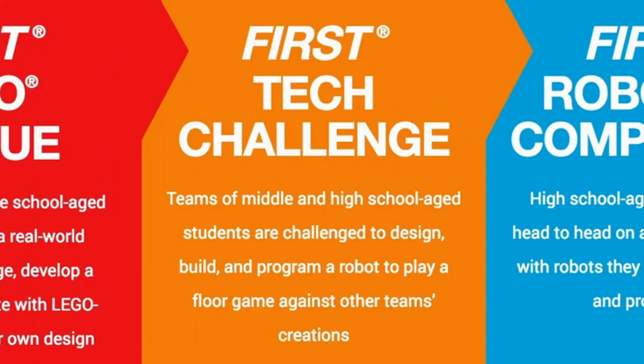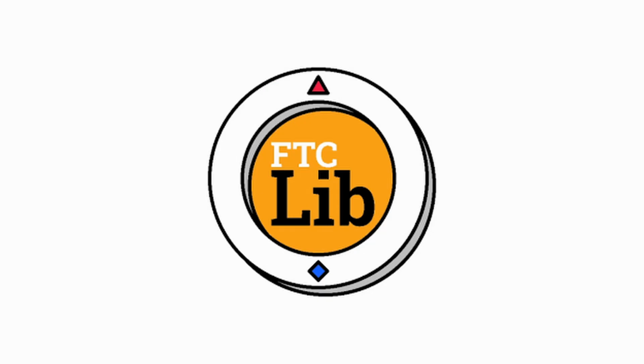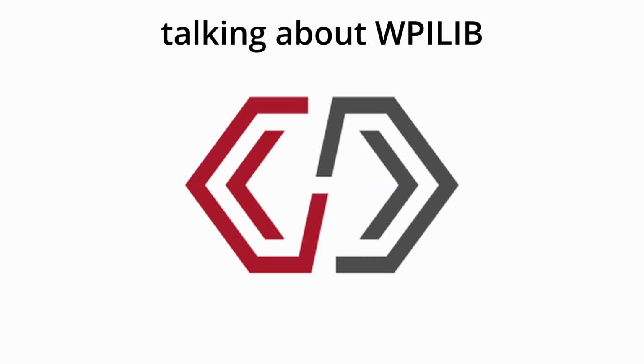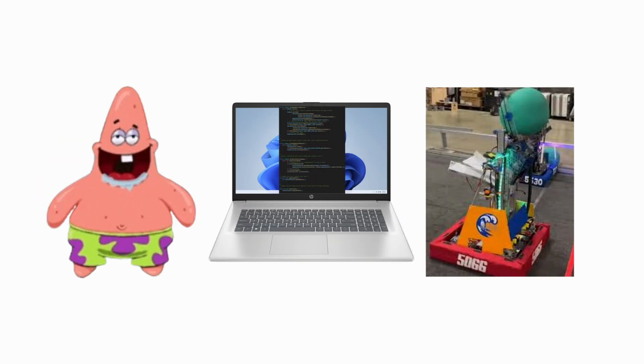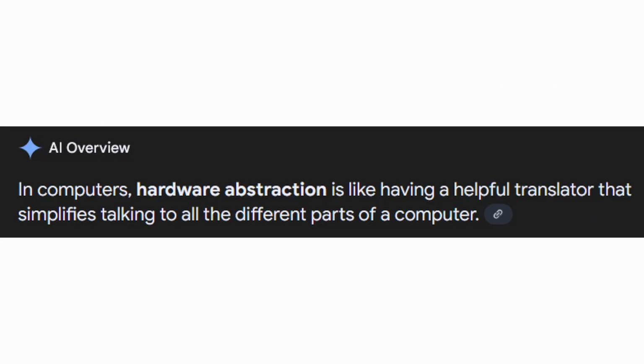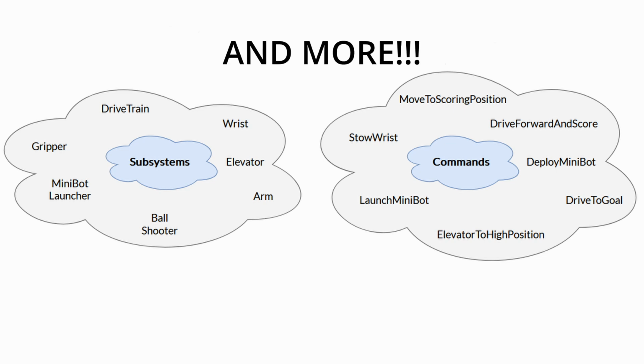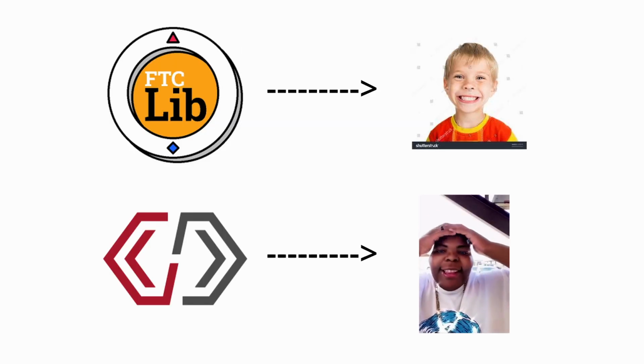If you've been in FTC, you know what FTCLib is. If not, then only focus on me talking about WPILib. WPILib and FTCLib share similar goals: to make controlling robots easier through hardware abstraction, support for various logics, and more, but they're designed for different levels of FIRST robotics competitions.